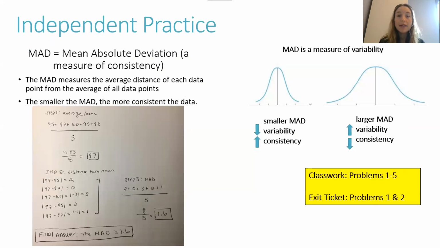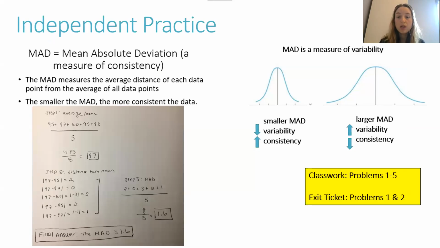Okay, as you're moving into independent practice, here's an anchor chart that you can use to help support you. On the left-hand side, you have a definition of MAD and also each step-by-step calculation that you're going to do to calculate that. And then on the right-hand side, you have some of the trends, and how you can speak to consistency based off the size of the MAD.